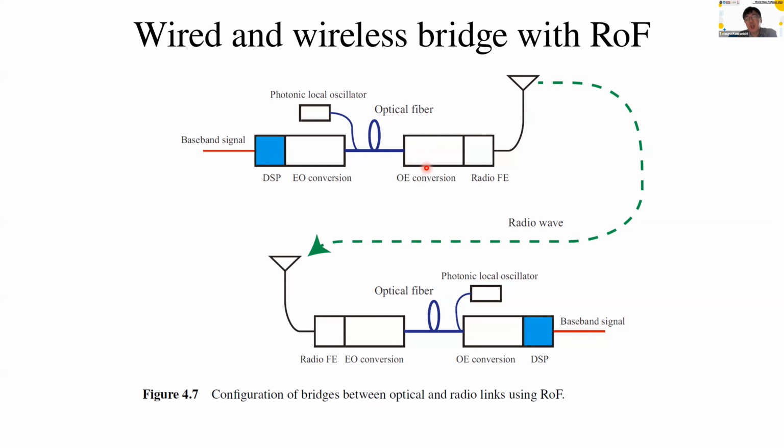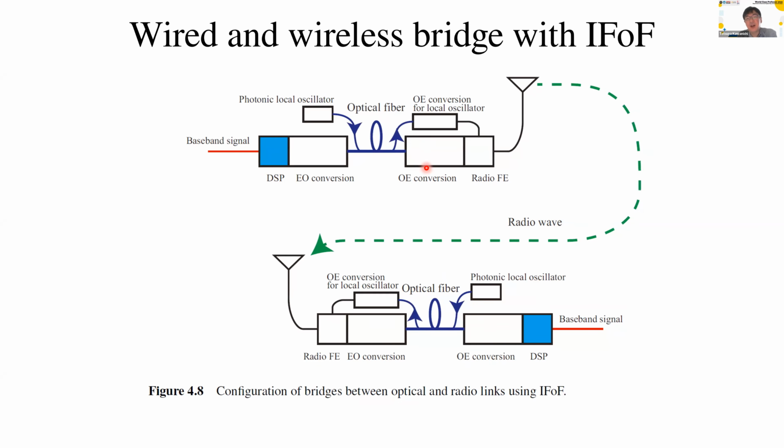So in that case, we have to send the waveform in the intermediate frequency component, that means the low frequency component, and we can convert the frequency at the antenna side. To achieve the optical frequency conversion, we have to have the local oscillator signal. And the local oscillator signal is also transferred over the fiber.